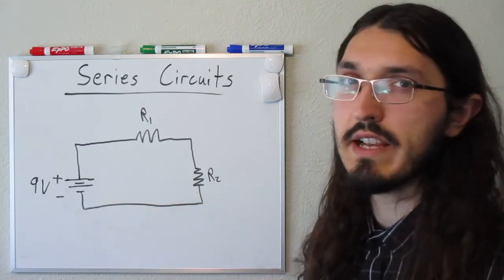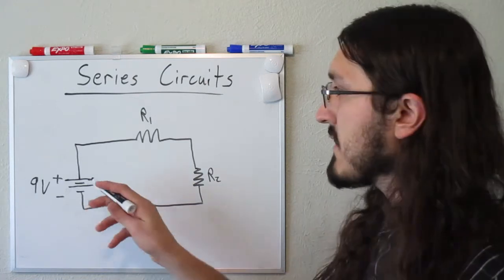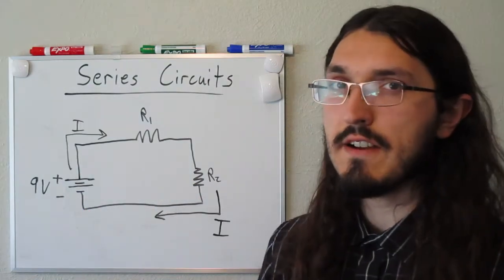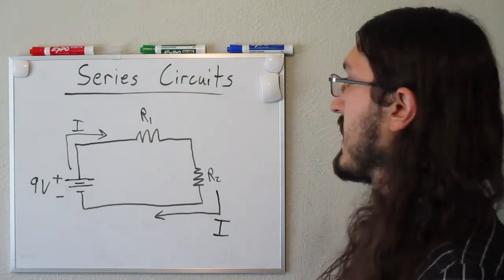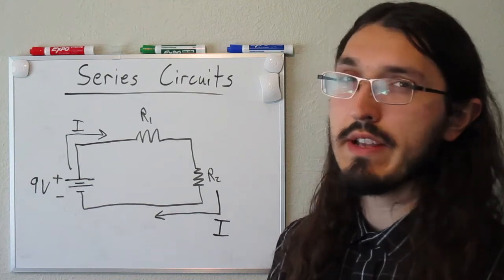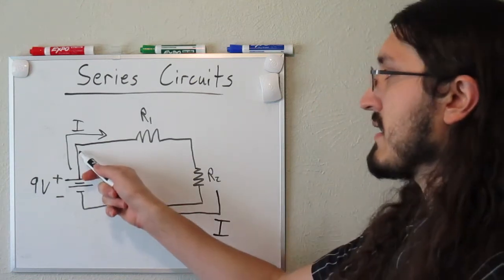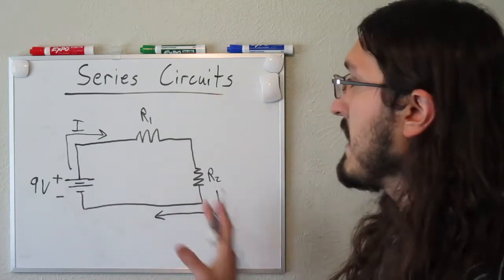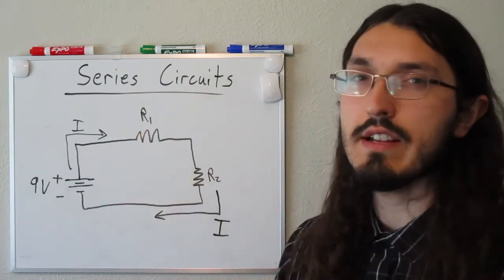It's important to remember that current always flows out of the positive side of the battery and then returns back into the negative side. The first thing I want to clarify about series circuits is that the current going around the series circuit is constant no matter where it is. So the current right here is the same as the current right here, and is also the same between the resistors. At any point in the series circuit, the current is going to be the same.